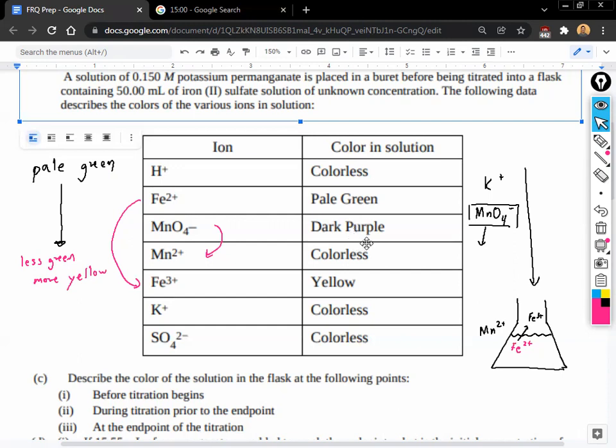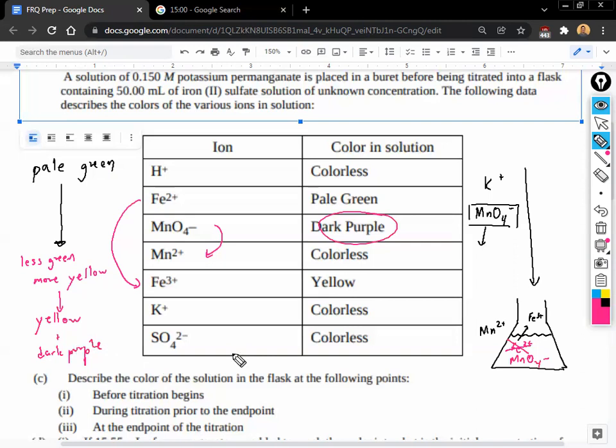Okay. All right, now at the end of titration, we are going to lose all of the Fe2 plus. So the only thing left in there is Fe3 plus, which we said is yellow. And then once the Fe2 plus has all reacted, we're going to end up with some MnO4 in there as well, which we said is going to be dark purple. So at the end point, we're going to have some combination of yellow and dark purple.